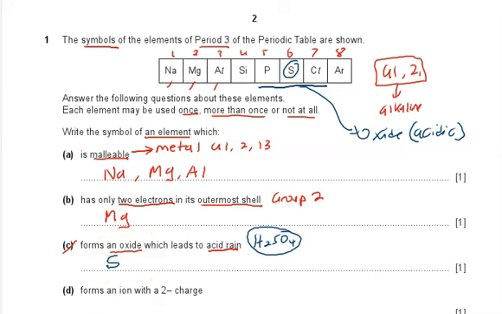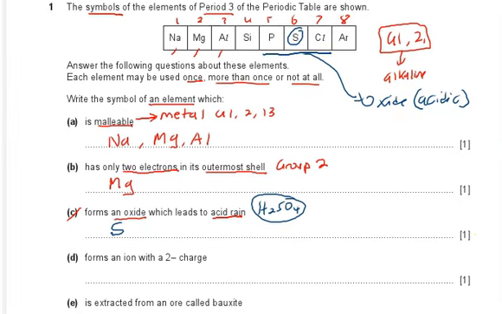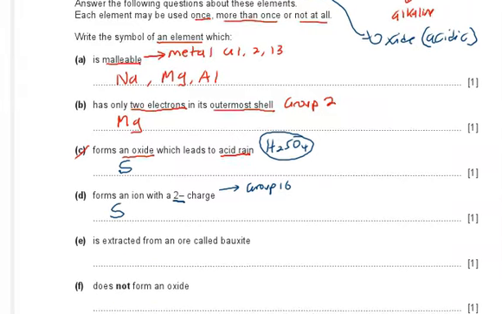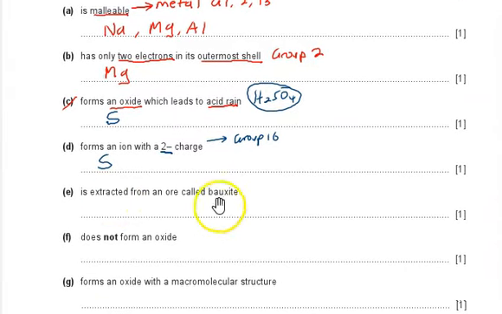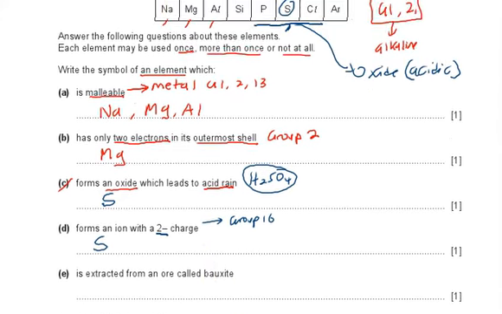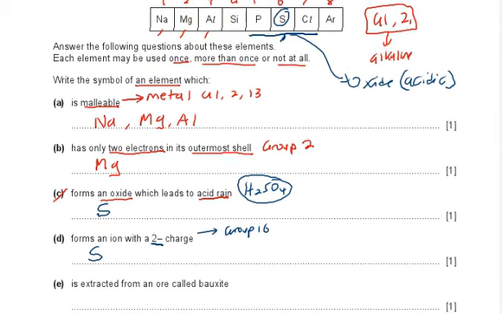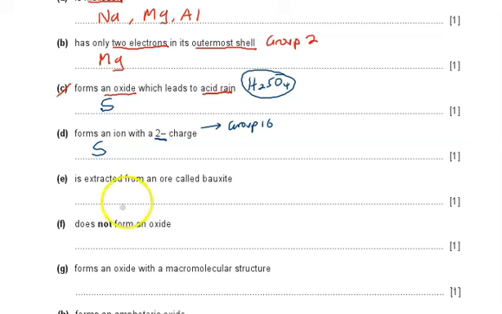Now let us look at D. It forms an ion with a -2 charge. So this should be in group 16, which is also sulfur here. Next, it is extracted from an ore called bauxite. This is from aluminium oxide, which is in group 13 here. So the answer is aluminium.